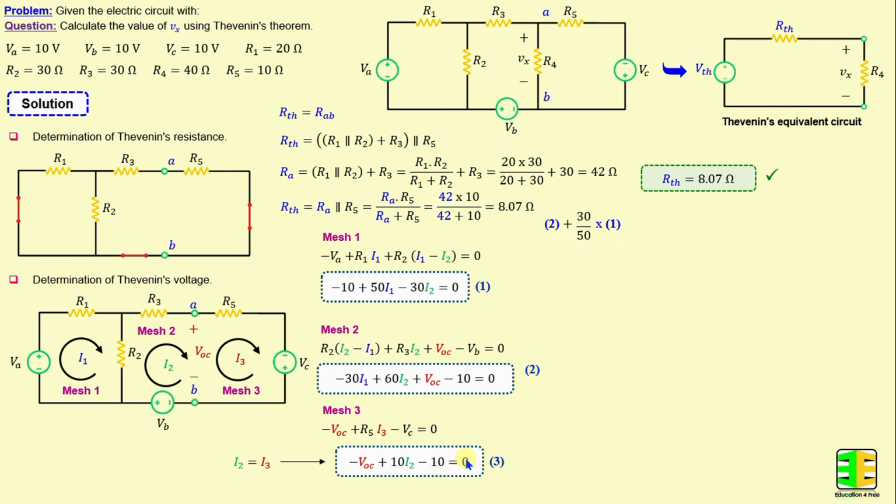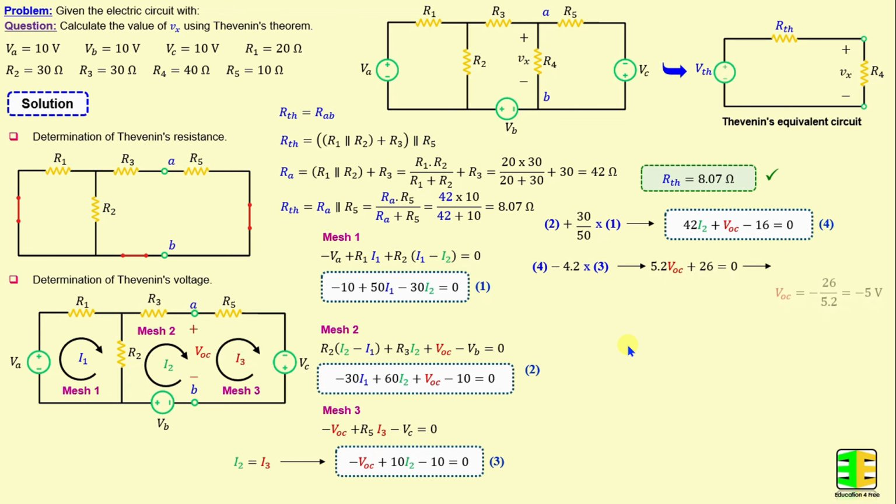Now, by performing 2 plus 30 over 50 times 1, we obtain 42 times I2 plus VOC minus 16 is equal to 0. And now, by performing 4 minus 4.2 times 3, we derive one equation in terms of VOC. That means VOC is equal to negative 26 over 5.2. We get VOC is equal to negative 5 volt. From here, we can find VTH is equal to VOC is equal to negative 5 volt.